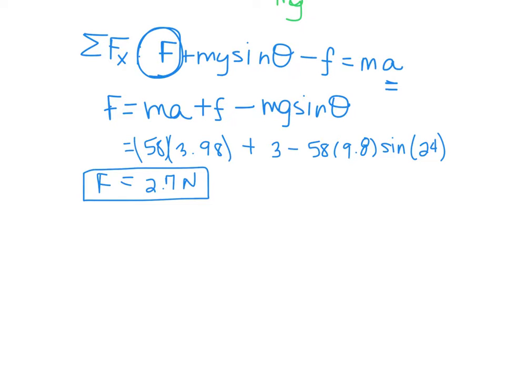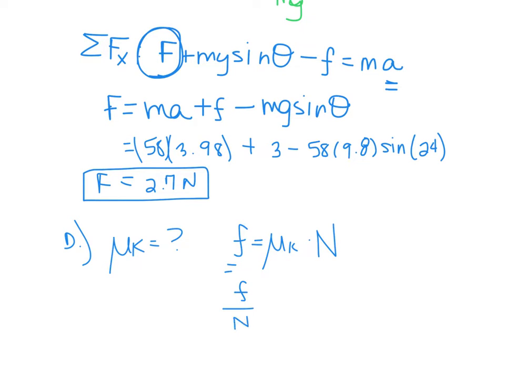D is now asking for the coefficient of kinetic friction. That is mu. And so we only have one equation for mu, and that is my frictional force equals my coefficient times my normal force. Now I solved for my normal force earlier. It gave me my frictional force, so really I just need to divide the two numbers.